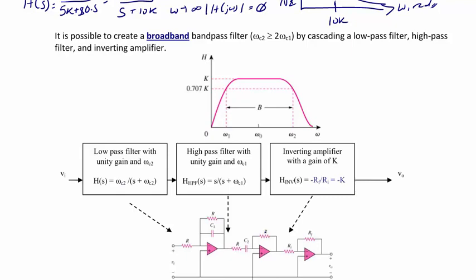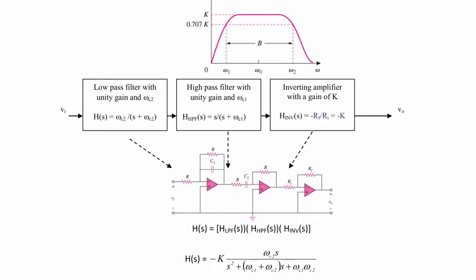The second filter here is the high pass filter with unity gain and omega C1, so the transfer function is S over S plus omega C1. And the inverting amplifier has a gain of K, where K is equal to negative RF over RI. So now when we cascade these together, we get that the overall transfer function for this broadband bandpass filter is the transfer function of the low pass, the high pass, and the inverting multiplied together.